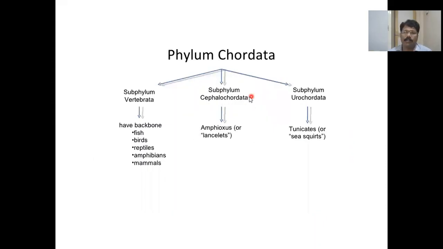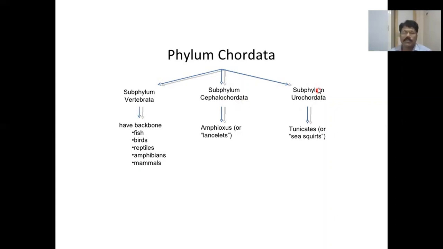And we know the classification. Classification includes three subphyla, and these three subphyla are: one is the urochordata, and second one is the cephalochordata, and third one is vertebrata. And we know the urochordata and cephalochordata are collectively known as the protochordata.